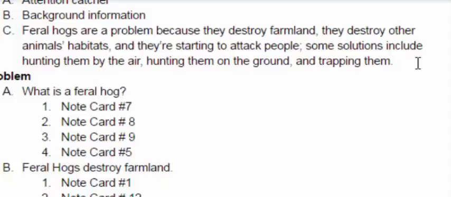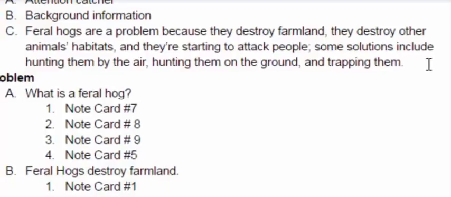I don't want to do something vague. I don't put, feral hogs are a problem because they hurt things. Some solutions include getting them. You want very specific things, because now I know the next paragraph is going to be about destroying farmland or habitats or attacking people. I'm going to have specific paragraphs for those specific purposes. That's the point. Make it as clear as possible for you as the writer.